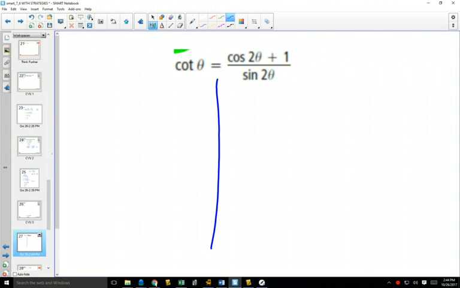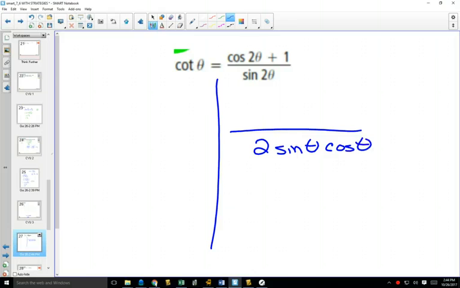Now, sine of 2 theta only has one choice. So that's an easy thing to start with. I know that I have to change my sine of 2 theta to 2 sine theta cos theta. My cos of 2 theta, I'm going to just put brackets here for now, because I have 3 options of things that can go in there.